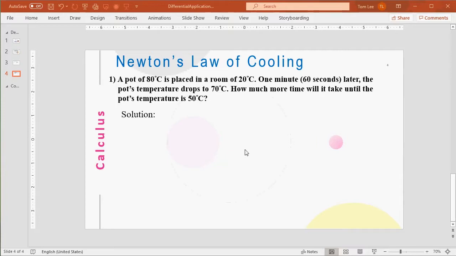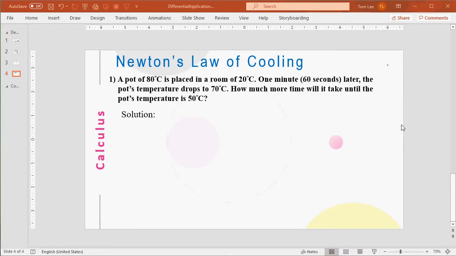Okay, now let's do an example of Newton's law of cooling. Example one: a pot at 80 degrees Celsius is placed in a room where the surrounding temperature is 20 degrees Celsius. One minute later, that means 60 seconds later, the pot temperature has dropped to 70 degrees Celsius. The question is how much more time will it take until the hot pot temperature drops to 50 degrees Celsius.